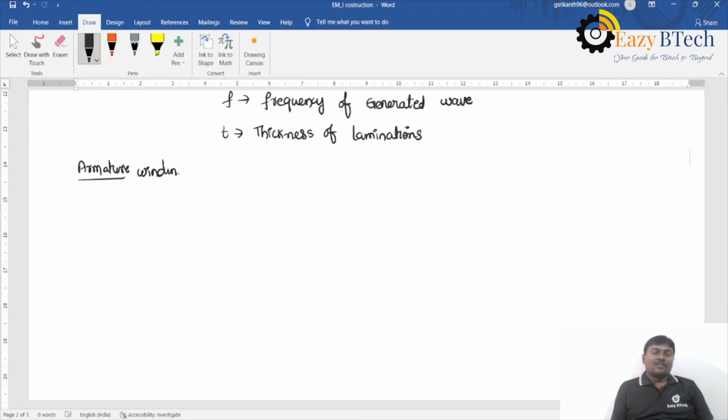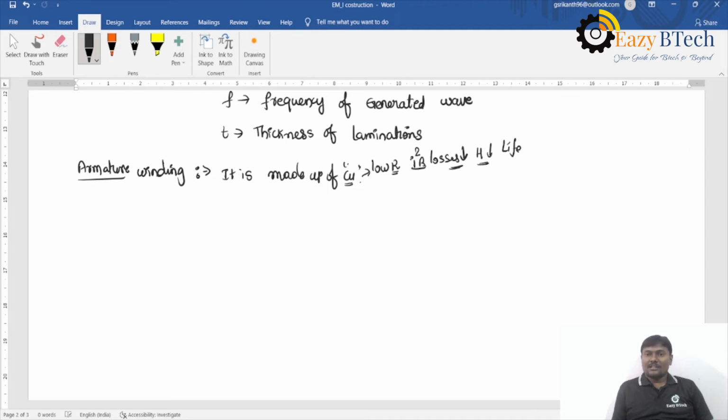Generally, the armature winding is made up of copper. Why? Because copper has a low resistance. If it has low resistance, the I square R losses are also less, then the heat produced is also less, and the life of the copper winding is more.